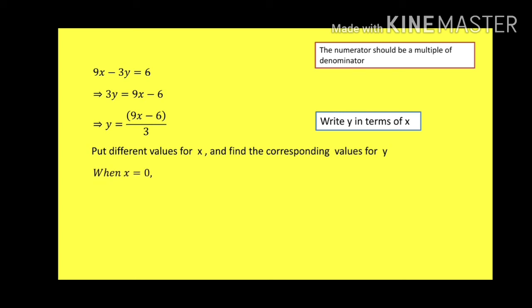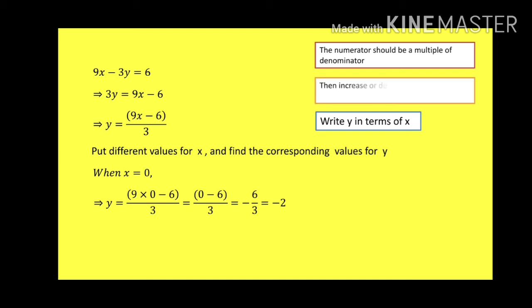So when x will be 0, 9x will be 9 into 0, that is 0, minus 6 is -6, and -6 can be easily divided by 3. So we get -2. Now we can increase or decrease the value of x by the denominator and get the value of y. So x is 0, we can decrease by 3, we can increase by 3, or we can take any number such that we get a multiple of 3.